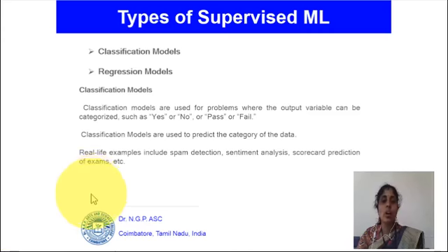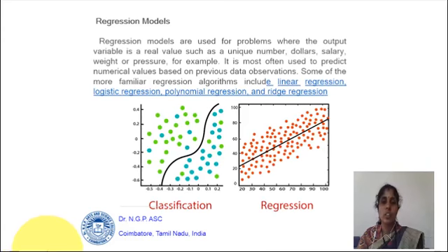What comes under real-life examples? We can give spam detection, sentiment analysis, scorecard prediction of exams and so on. It could be a real-time example. We can give that as the best example for your classification model. And next is your regression model. In this pictorial representation, you could see the classification has been broadly divided into two sections, whereas in regression it is scattered here and there. It is not broadly divided. There are lots of problematic points which we have to categorize.